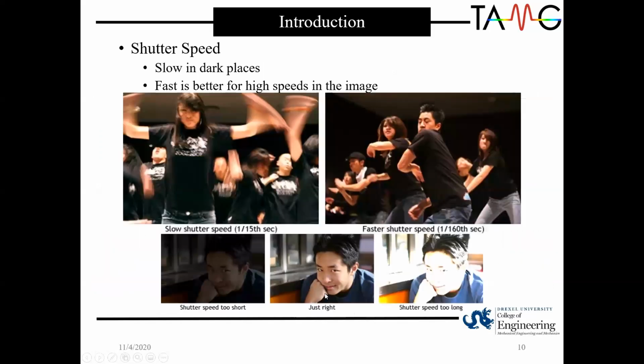Another aspect is shutter speed. Obviously, you need to be slow in darker places, but fast is better for high speeds in the image. A slow shutter speed is going to give you a lot more motion blur, whereas a fast shutter speed will freeze immediate motion. However, because of how briefly the sensor is exposed to the light, you're going to have less light coming into the sensor, so it's going to be a darker image. So you're going to have to vary these factors as well.